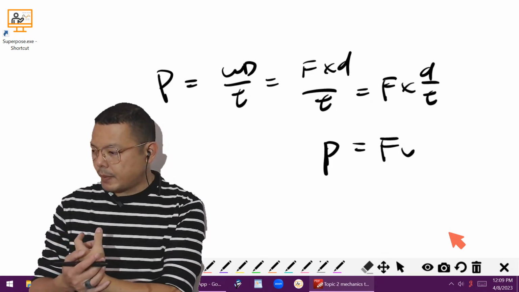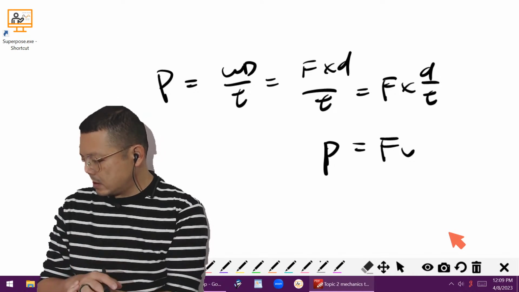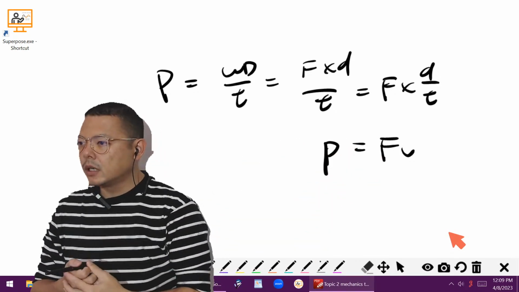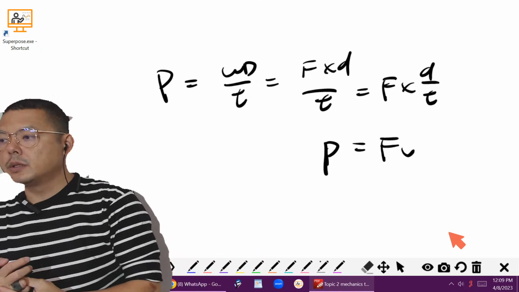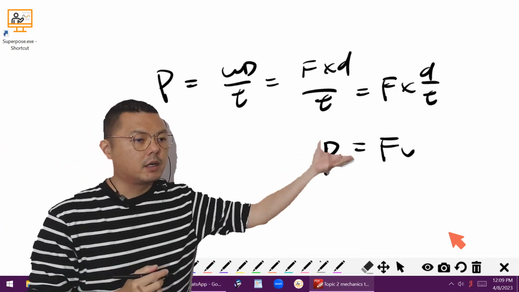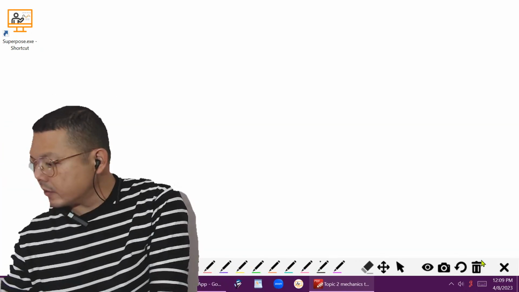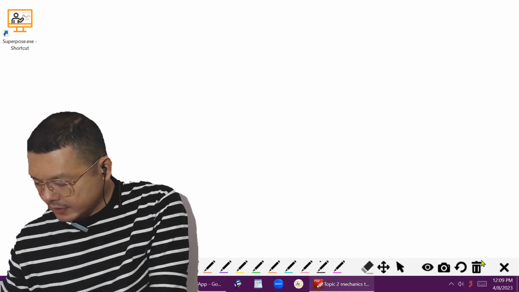I'll give you a couple of scenarios on how to use this equation, then you understand how to use this. Can I show you? I'm going to close this now. I want to draw something. Hey, you wrote down already? Power equals force times velocity, yeah?